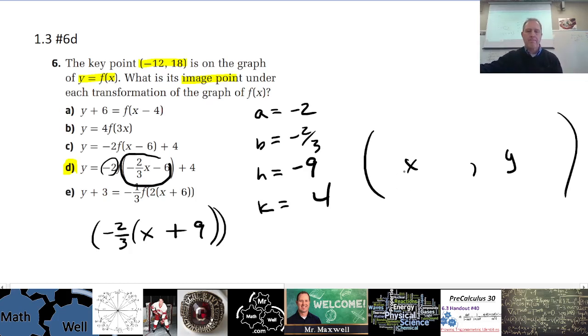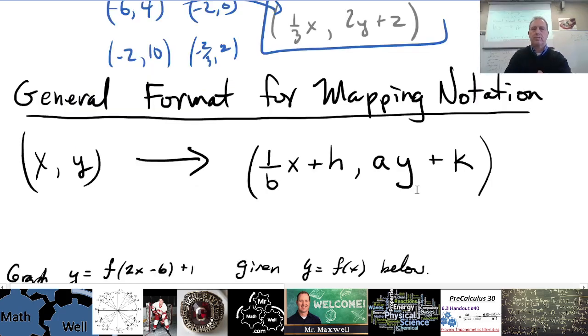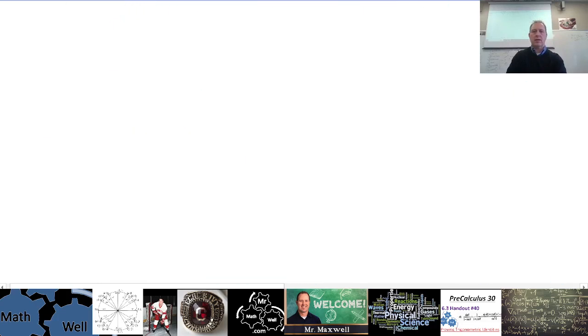So X plus H, okay, so we're going to do a plus H here. Is there something else that goes onto the X here? B happens to the X, right? 1 over B, or X over B. So 1 over B, X plus H. Okay, I like that. What happens to the Y? This is going to be A times Y. And then what moves it up and down is the K, right? So plus K. Is that the mapping notation from your notes? You should have that in your notes. Okay, so that's the general format for mapping notation. You got that correct.